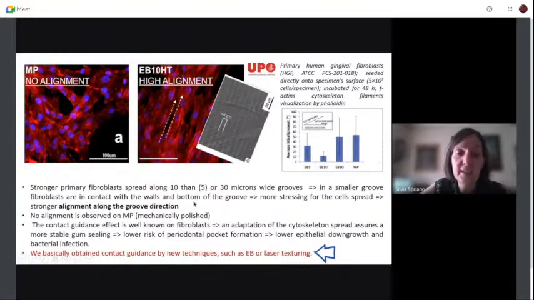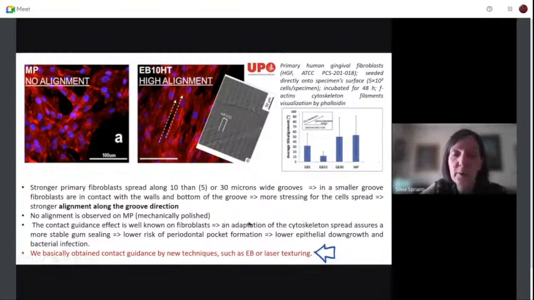It is well known that the contact guidance effect is due to an adaptation of the cytoskeleton spread. This is very well expressed on the 10 micron wide grooves, because the fibroblasts are able to touch both the side walls and the bottom of the microgroove because of the dimension. So they are very well guided along the grooves.